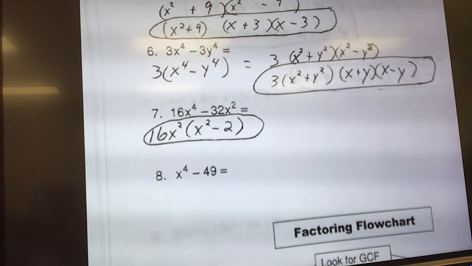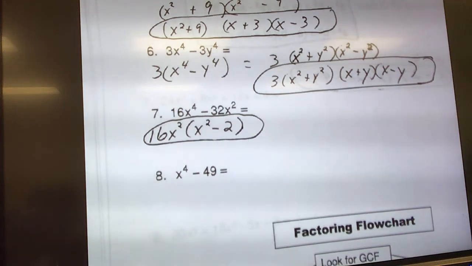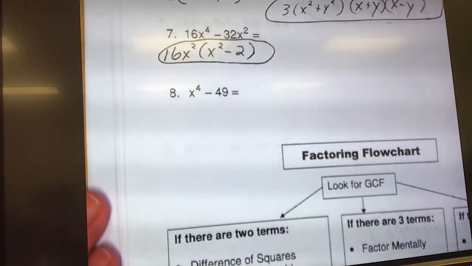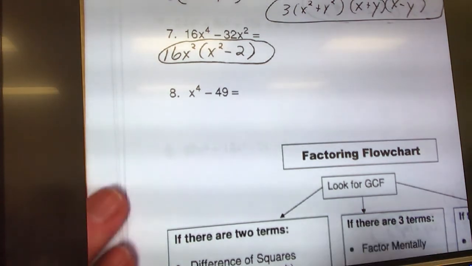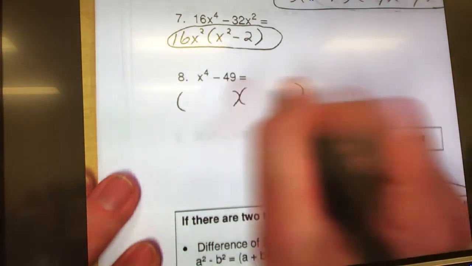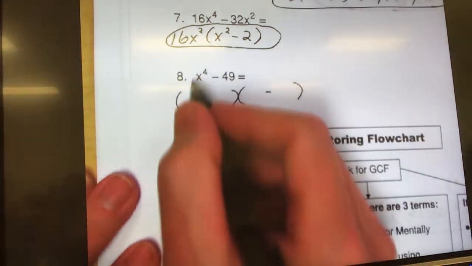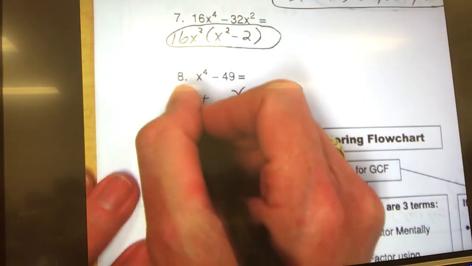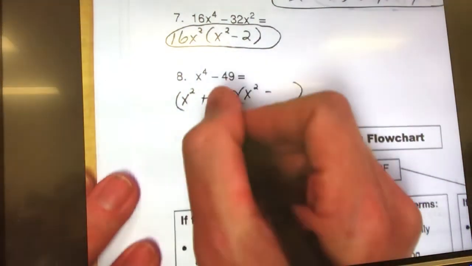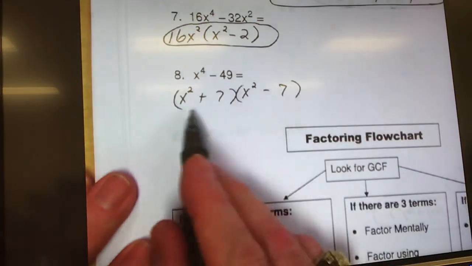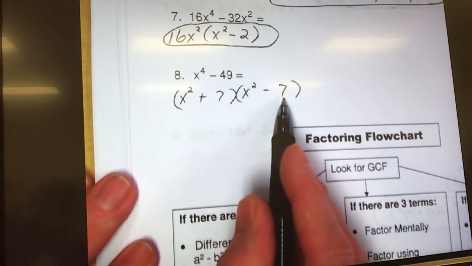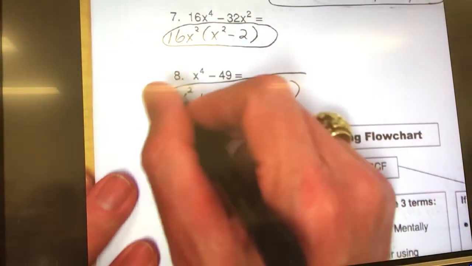And our last one, we look at it right off the bat and go, oh, might be a difference of squares. And sure enough, they both have a perfect square, right? So make me 2 sets. One's plus, one's minus. What's square root of x to the 4th? X squared. Square root of 49? 7. Even though this is a difference, is that a perfect square? Is 7 a perfect square? No, so that's as far as it goes.